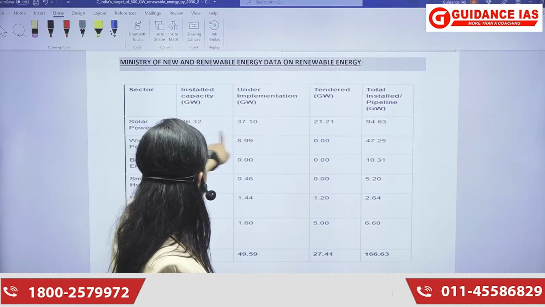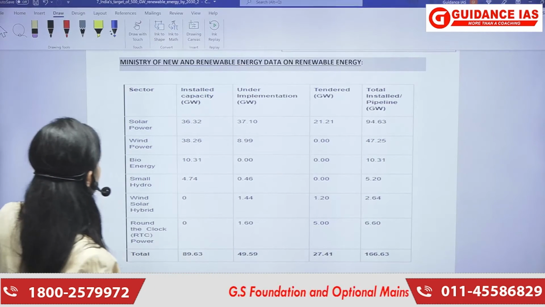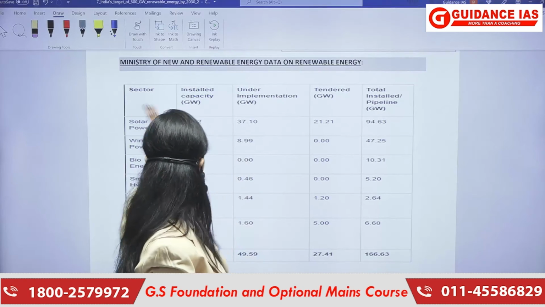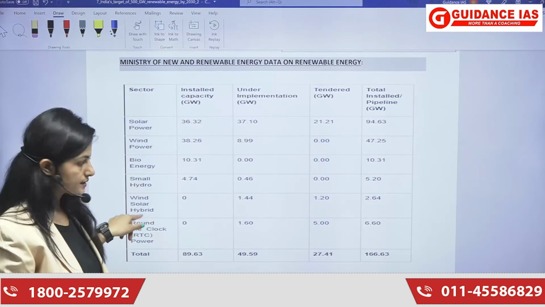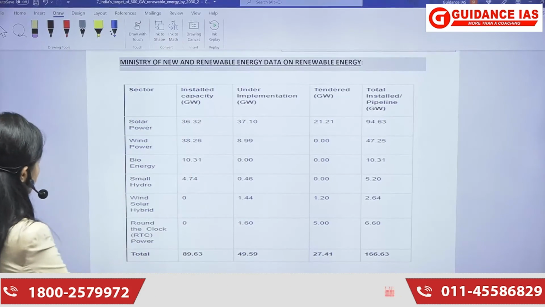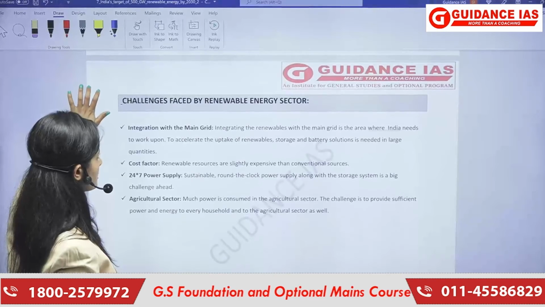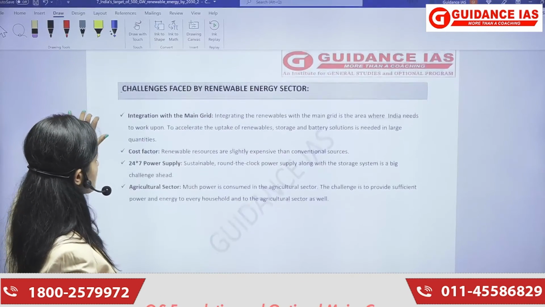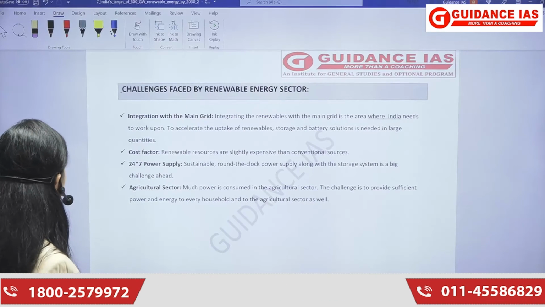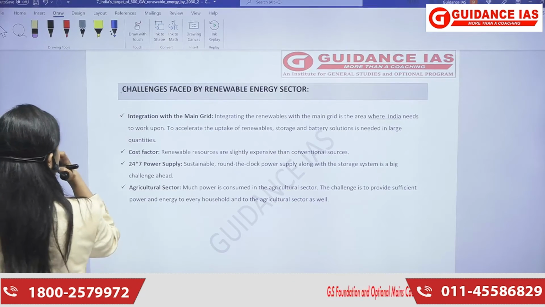We have already installed 94.6 gigawatts in solar, right? In total, if we combine all the sectors, we have installed 166.63 gigawatts of energy till date. So this was just some figures to make you clear about in which sector how much we are investing. All right, now what are the challenges faced by the renewable energy sector?